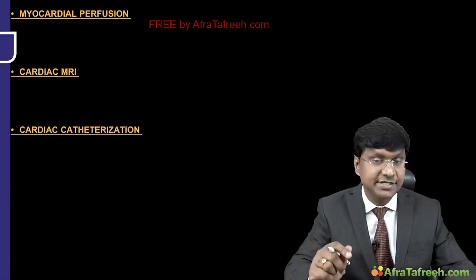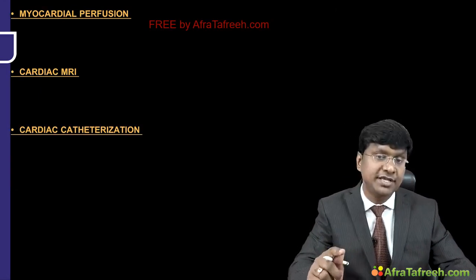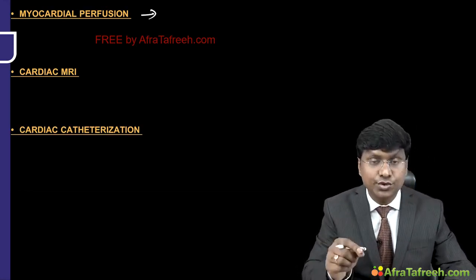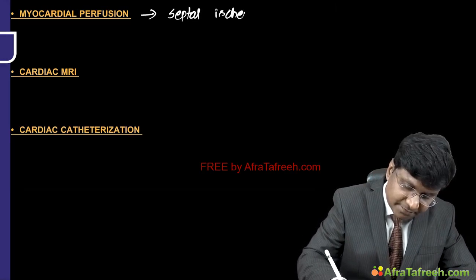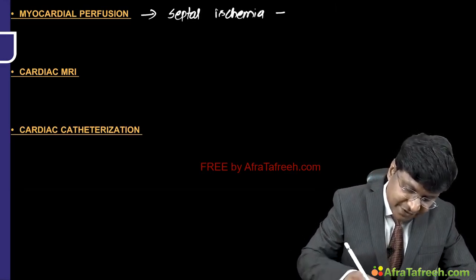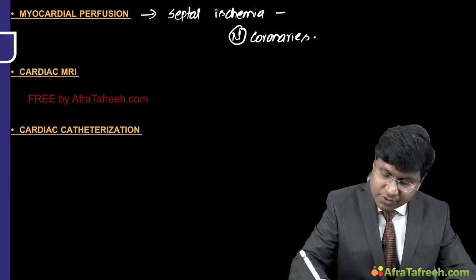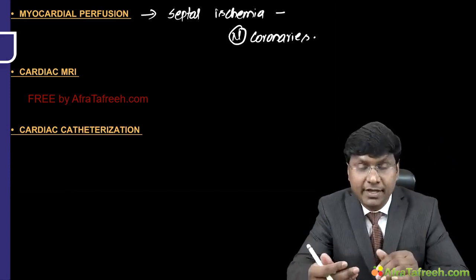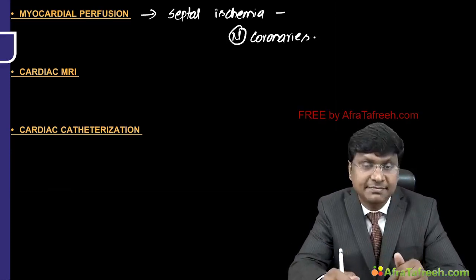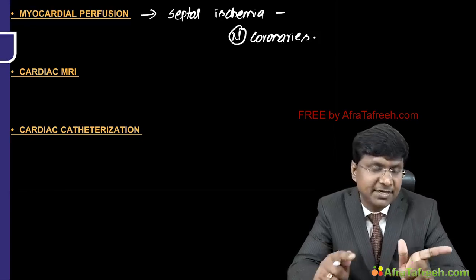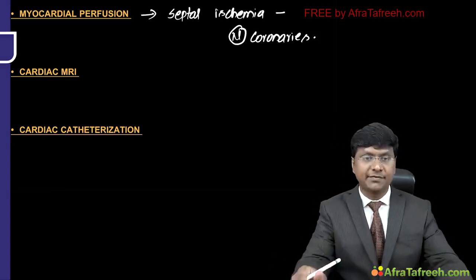Then the other important investigation is myocardial perfusion imaging. Whenever you do this, it will show you the presence of septal ischemia. So the coronaries will be absolutely normal, but in spite of that, there will be septal ischemia. Why is that? That is because of the septal hypertrophy. Myocardial oxygen demand increases within the septum, but the supply is reduced, and that is what is responsible for the septal ischemia, which you will be able to make out by myocardial perfusion imaging.